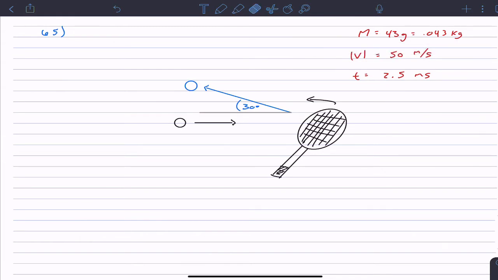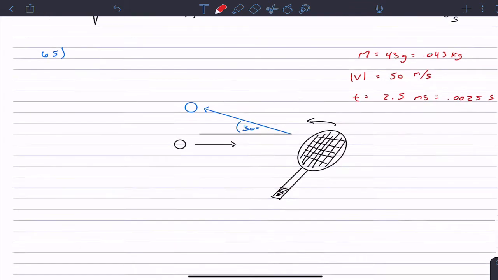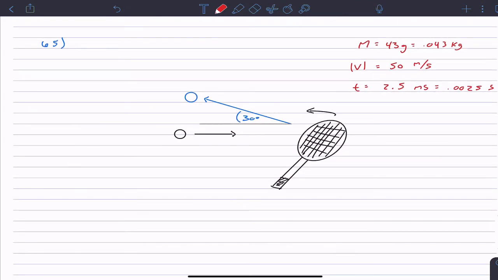2.5 milliseconds is, if you think of a millimeter, it's 1/1000th, right? So that's going to go back 3 decimal places. So 0.002 seconds. We also know that the ball is going to have velocity in the positive y-hat direction and the negative x-hat direction after the collision, and that the angle is 30 degrees. Okay, that's plenty of information to work with.